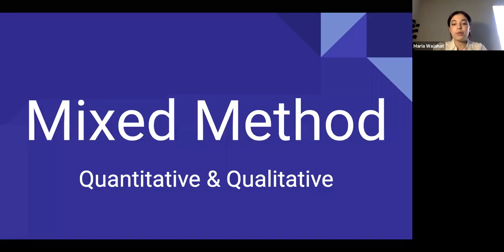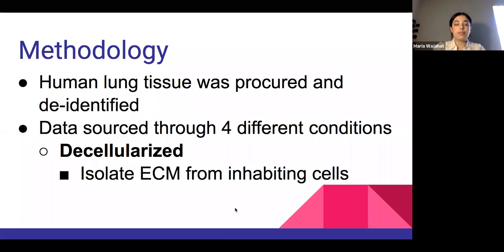So for my method, I used a mixed method, so it had both quantitative and qualitative aspects to it. For starters, human lung tissue was procured and de-identified by the University of Minnesota. And the data was sourced through 4 different conditions. What's really important to understand about this lung tissue is that it was decellularized, which means that the extracellular matrix was actually isolated from its inhabiting cells. So it was just the ECM that was part of this tissue. And then fibroblasts were cultured on this ECM.